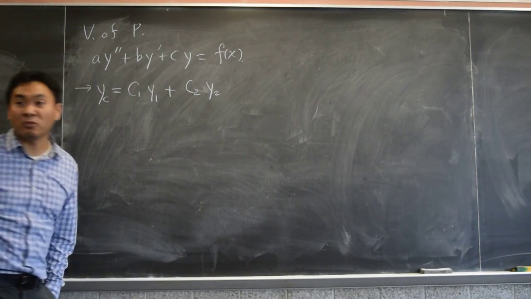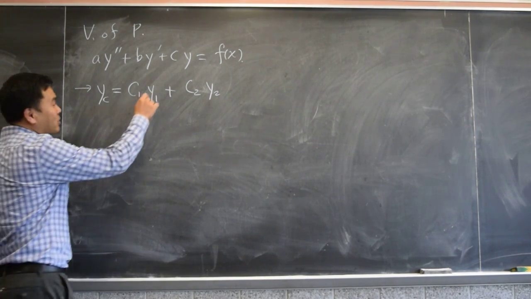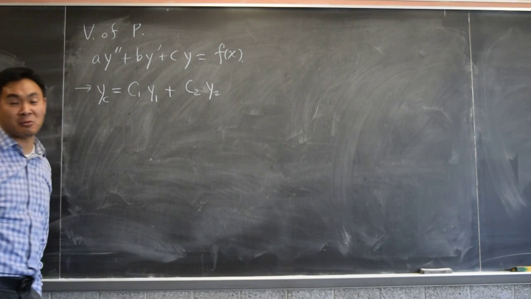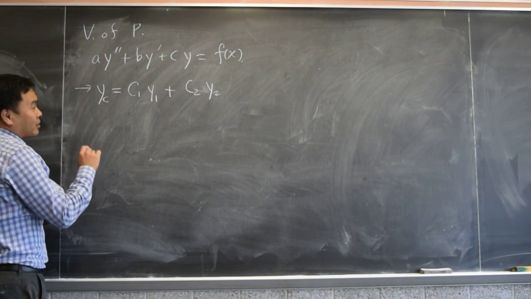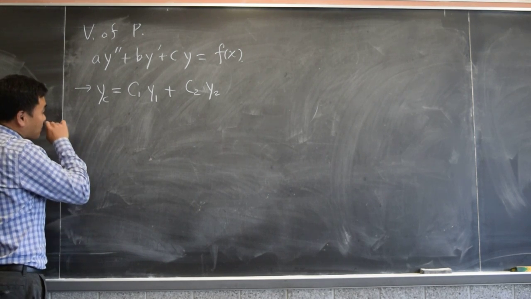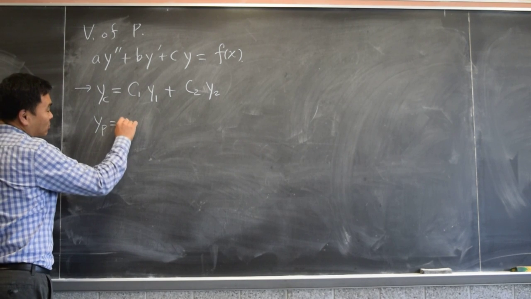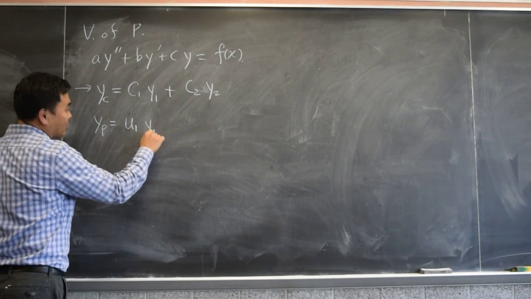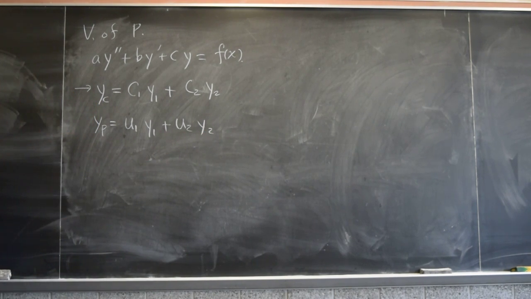These are both functions of x. So I should be really writing y1 of x and something like that, but you should know, right? And in this case, we can write down the particular solution as u1 y1 plus u2 y2, where u1, u2 are no more constants. It's a function now. These are functions of x.